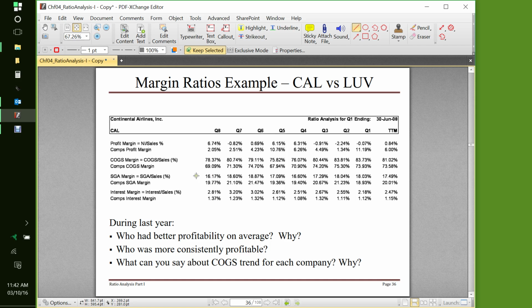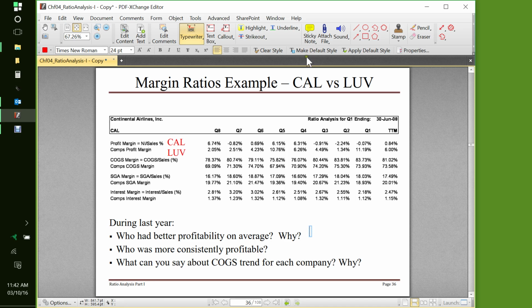Okay, and I've got for Continental the Continental's profit margin, and the second line is always going to be Love. So I've got Love's profit margins for the past 2 years there. And then I've got the COGS margin, the SGA margin, and the interest margin. So let's see, looking at these numbers, if we can answer some interesting questions. Who had better profitability on average and why?